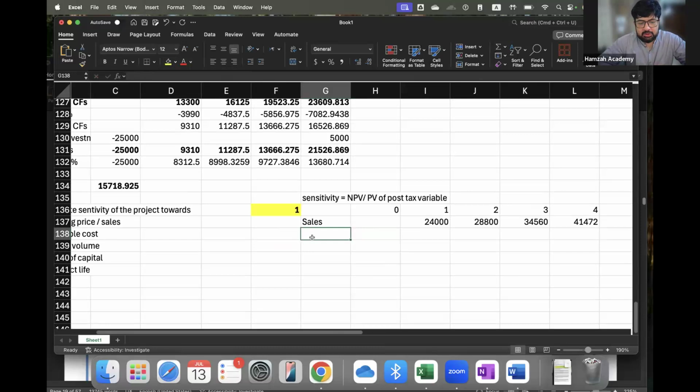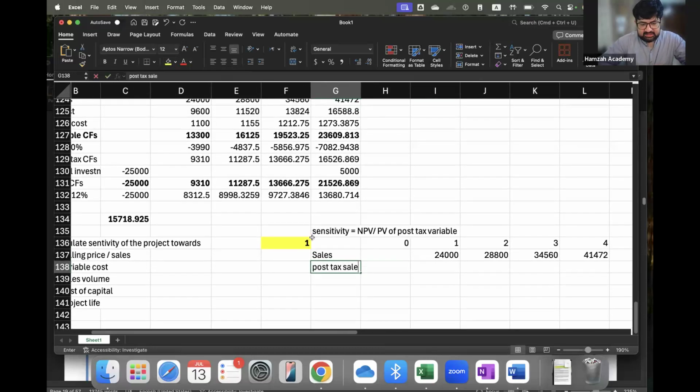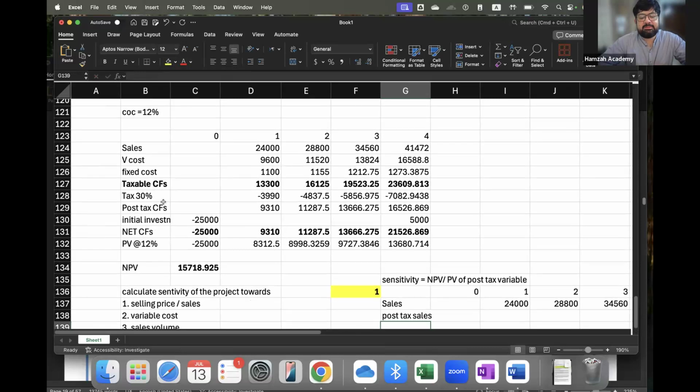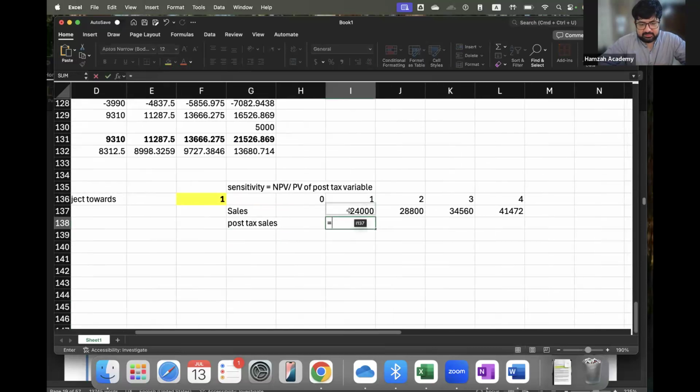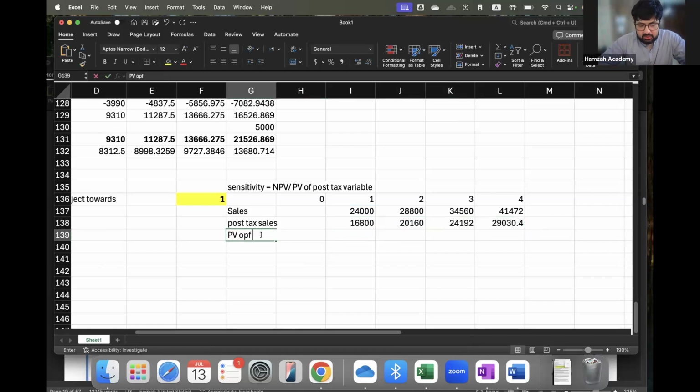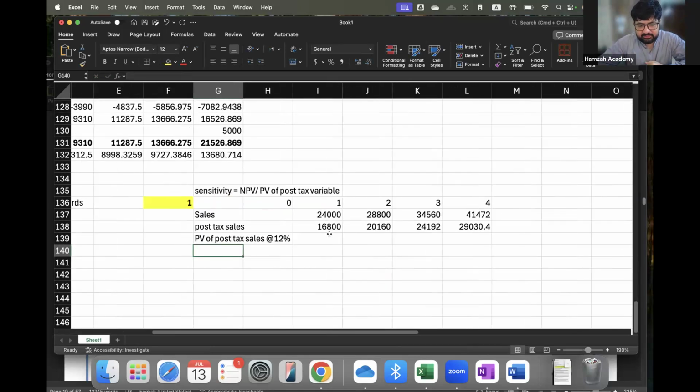Now, post-tax sales, where 30% is the tax rate. This into 1 minus 0.3 gives post-tax sales. Done. Present value of post-tax sales at 12%, that is the cost of capital. This into 1.12 raised to power minus this. Present value of post-tax sales.